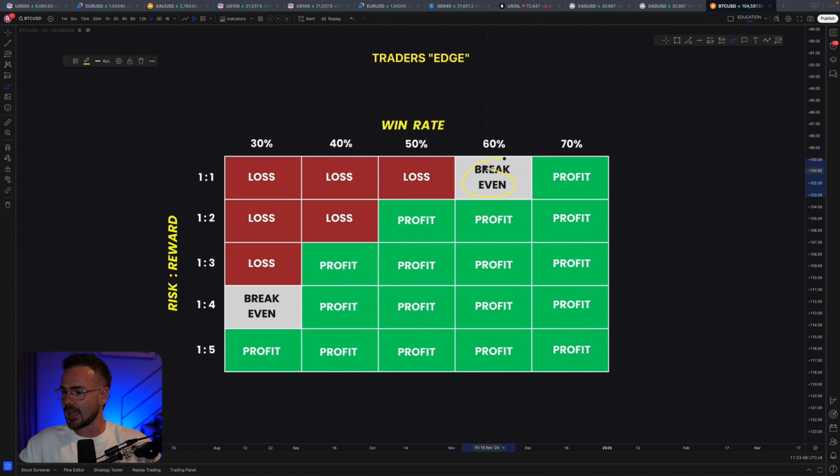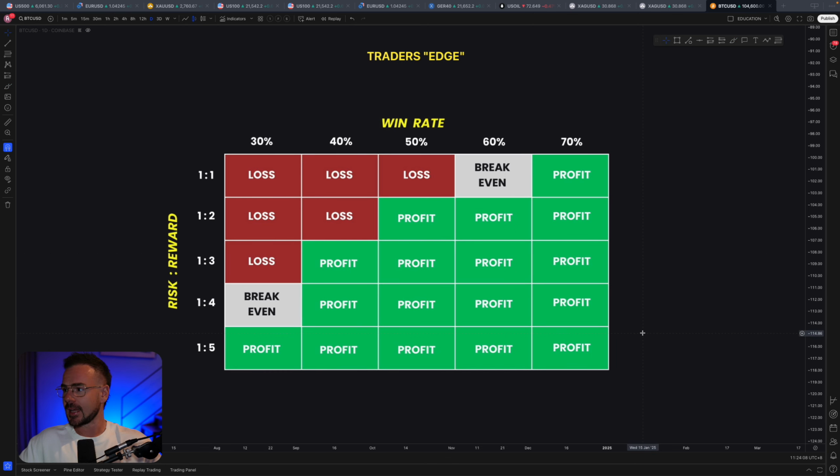And we can also see some break evens here. You got a 60% win rate, but you're only hitting 1-to-1s. You're going to be just breaking even, meaning you're not going to be going forward, but you're not going to be going backwards either. We want to be getting into this green area. Like I said, I reckon this 50 to 60% win rate, 1 to 3, 1 to 4 is a fantastic place where you want to be getting your trading and getting your edge.